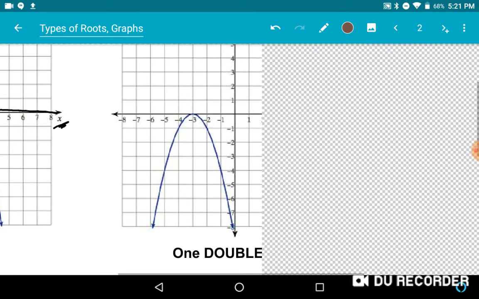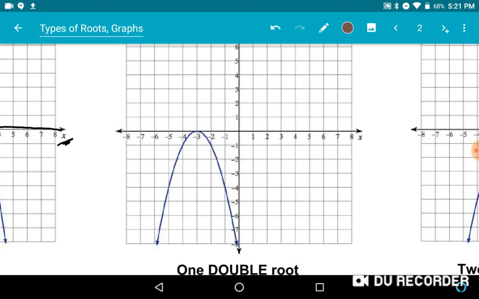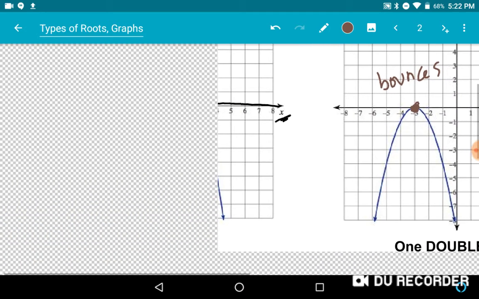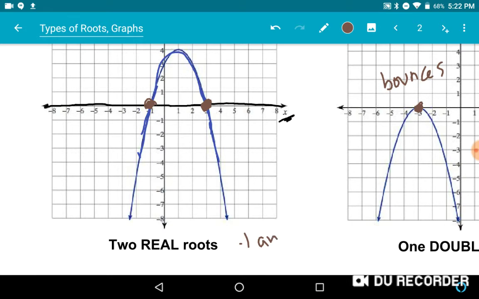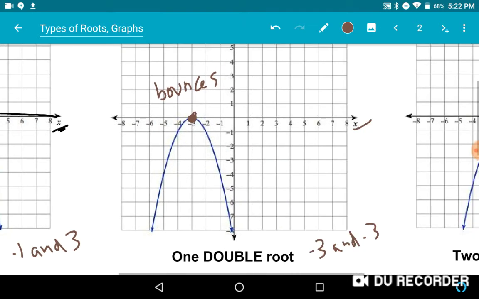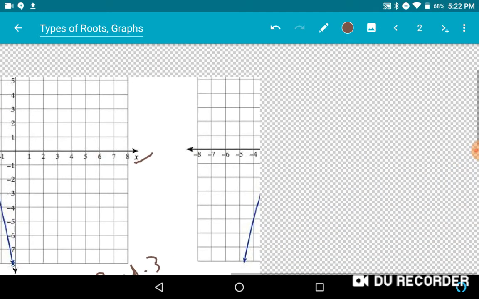In contrast, in the second graph, there's actually only one. We're still looking at the x-axis, and there's still only one time that this graph hits. What happens is it comes and hits the x-axis, and it bounces off. That is when there is one double root. So it counts as two roots. They're just both -3. Those are the real roots, -3 and -3. Whereas here, there were two different roots. That was two real roots, one double root, and then we come across this example.